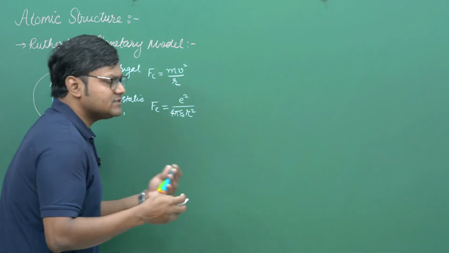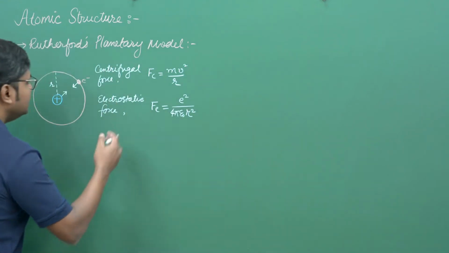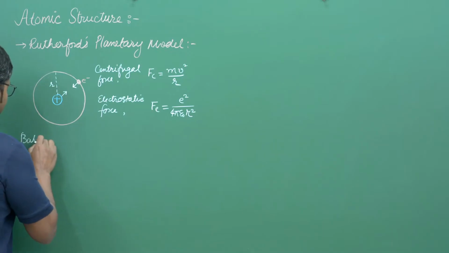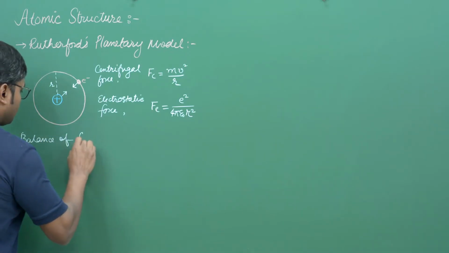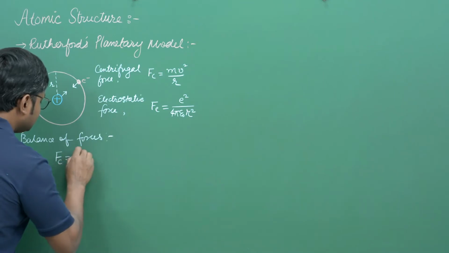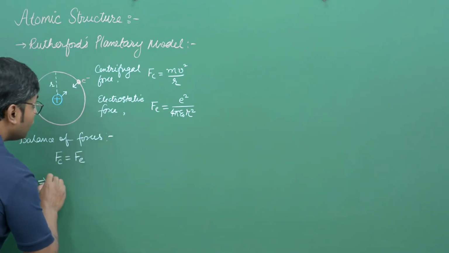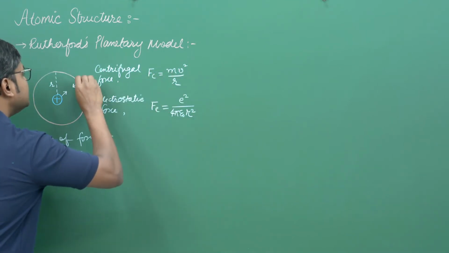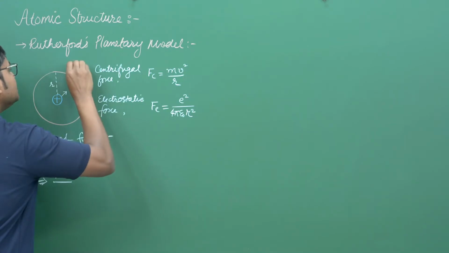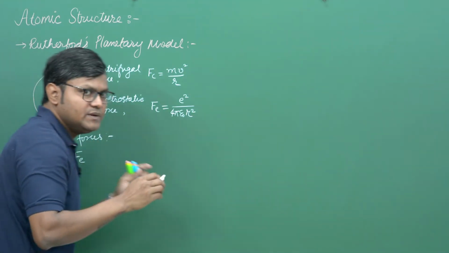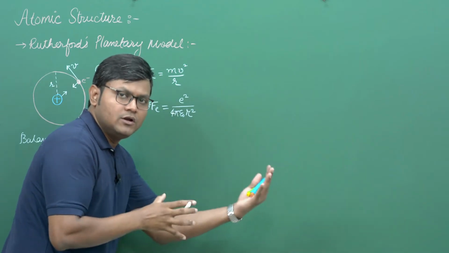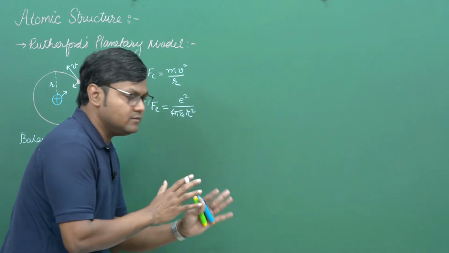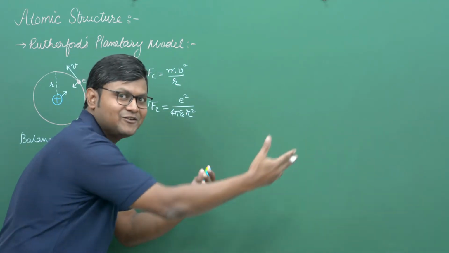Now, if we have some kind of a balanced configuration, then these two forces must be balanced. So by applying this balance of forces, I say that Fc is equal to Fe. So mv square, where m is the mass of the electron and v is basically the orbital velocity of the electron around the nucleus. Keep in mind that this is a classical model of the atom. I'm trying to derive these expressions based on a classical model of the atom right now. Then we'll see later on what happens.